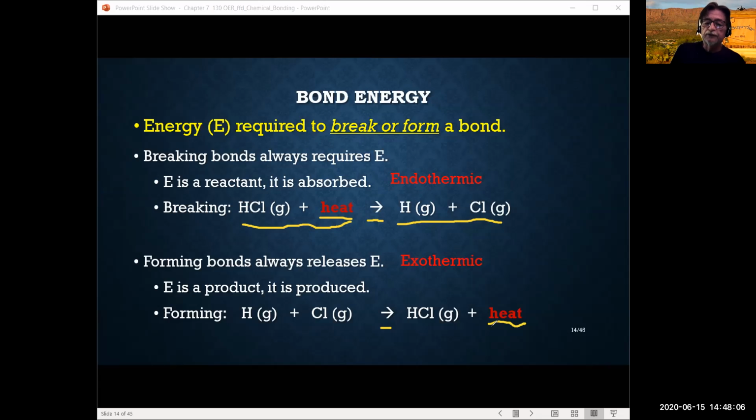Endothermic reactions get cold. They require heat from the environment and hence get cold. And energy or heat is a reactant.